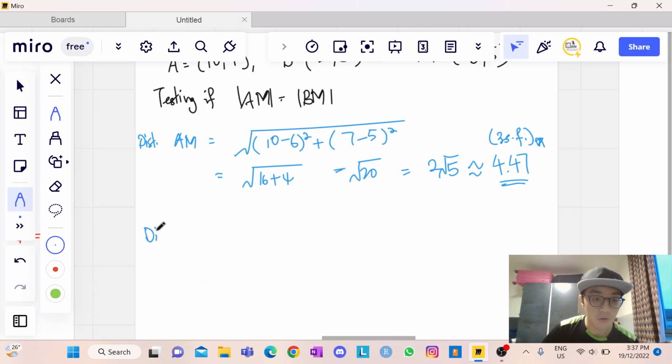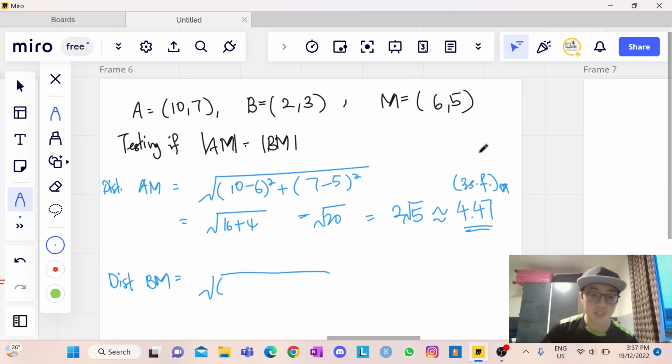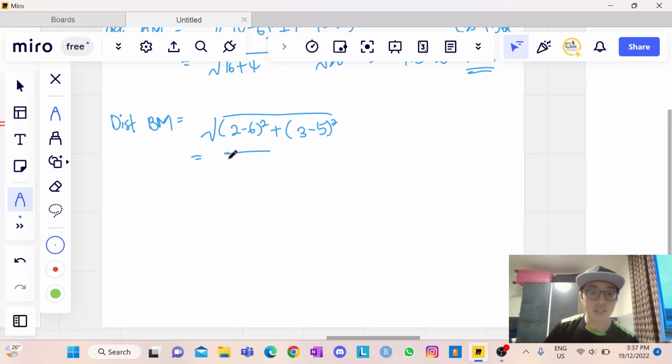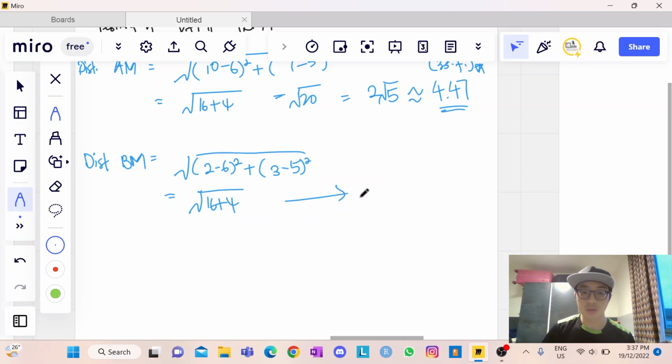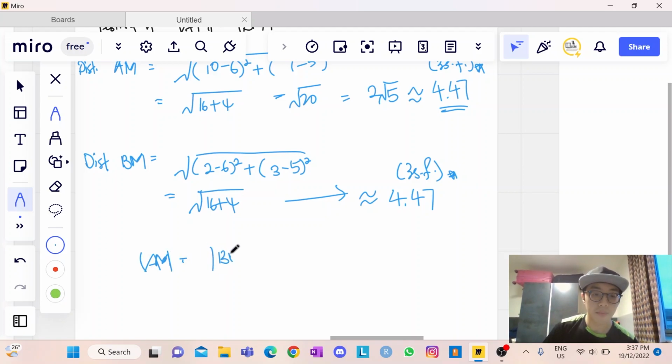Now we are going to be looking for distance of BM, which is equals to xb, 2 minus 6 squared plus 3 minus 5 squared. And you will get down to the same working right up there, 16 plus 4, and you can go straight to the answer. It's equivalent to 4.47 in 3 significant figures. So we have proved that AM is equals to BM.